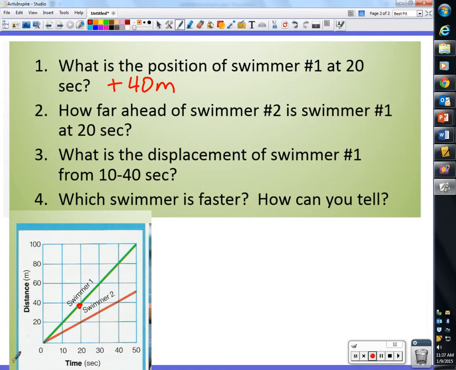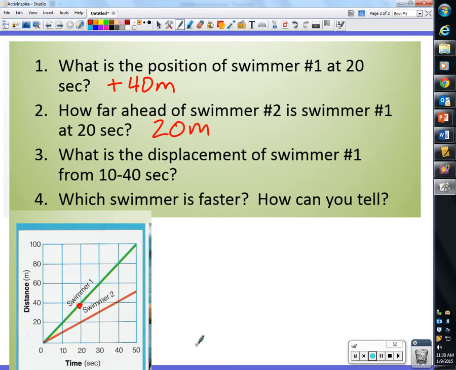Putting the E was how we specified the direction for the guy at the gas station. Here, if we talk about this graph having an x-axis and a y-axis, usually on the y-axis we call this direction positive and that direction negative. So this would be on the positive side. We don't necessarily know whether that's east, west, north, or south, because it doesn't tell us, but it is one direction versus backwards. All right, number 2. How far ahead of swimmer number 2 is swimmer number 1 after 20 seconds?